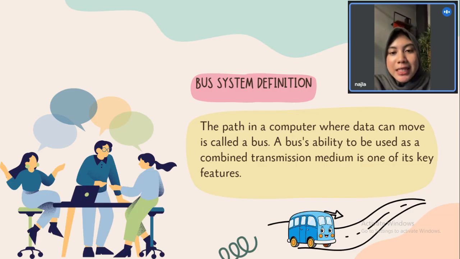The path in a computer where data can move is called a bus. A bus's ability to be used as a combined transmission medium is one of its key features.